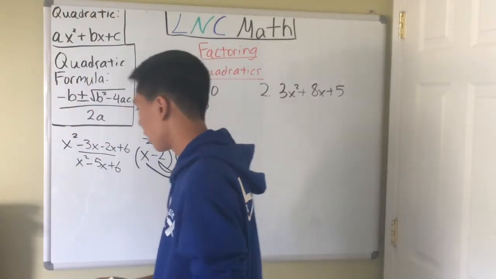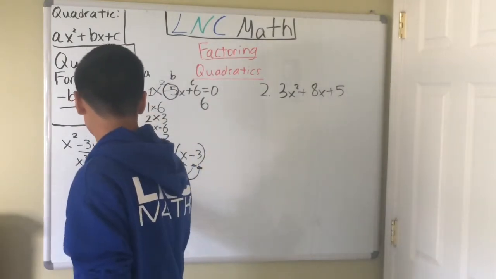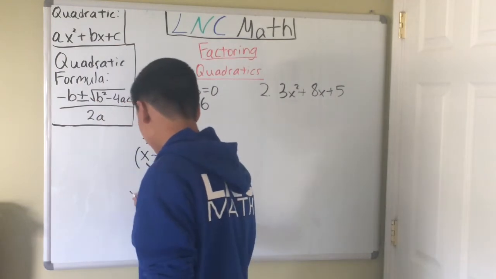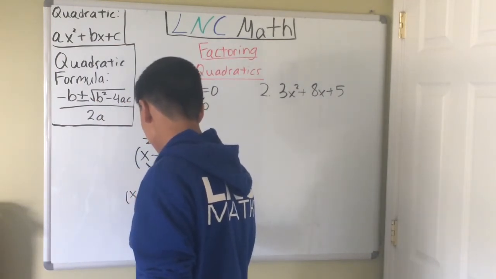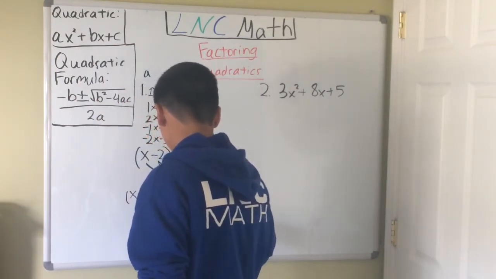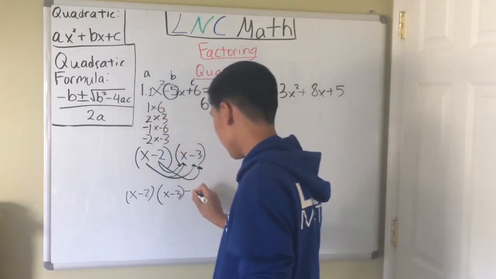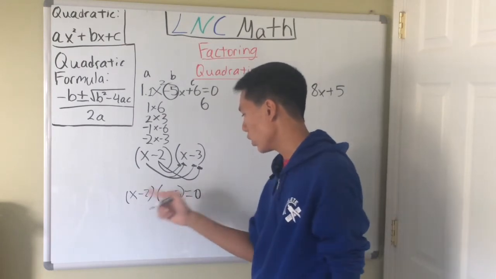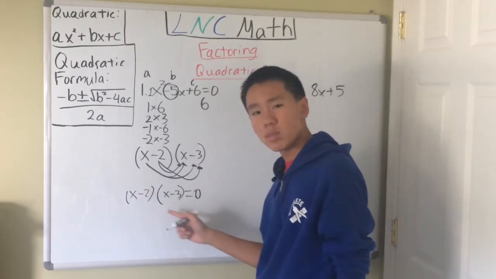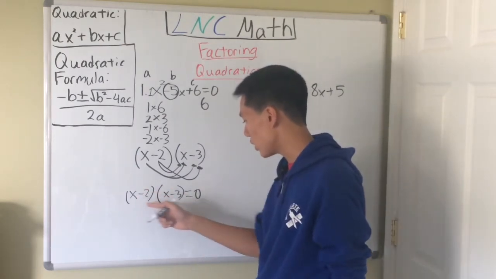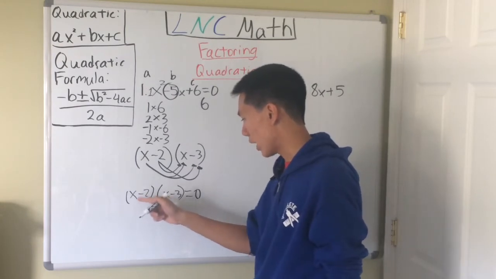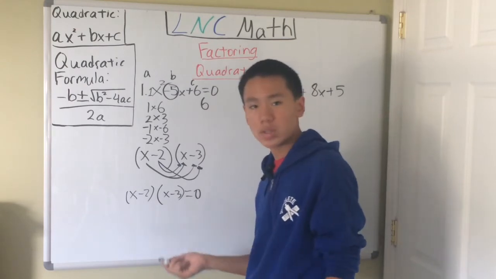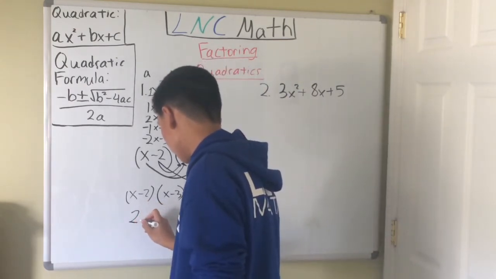So now that we have x minus 2 times x minus 3 equals 0, all we need to do is find what solves these solutions. Since it's multiplication, all we need to do is make one of these equal to 0. So let's solve for x in this one. What minus 2 equals 0? Well, of course, that's 2. So that's going to be one of our solutions.